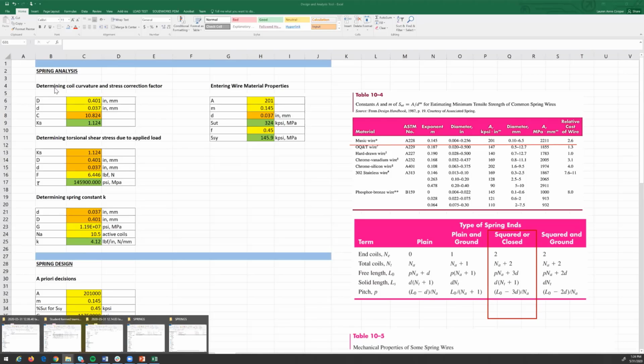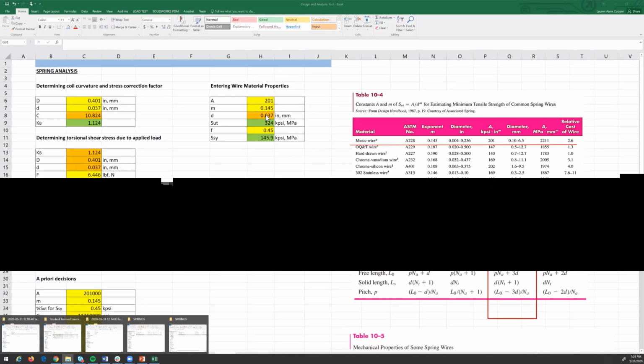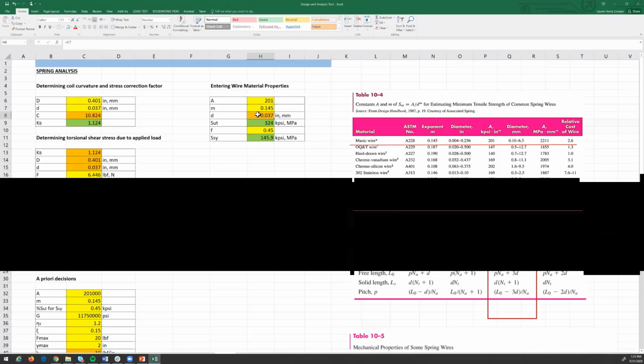So the areas I have: determining coil curvature and stress correction factor, determining torsional shear stress due to applied load, and determining spring constant K are shown on the left, and then entering wire material properties is a box on the right. So I have this for example 10.1, and I'll just step through it. So we have a helical compression spring made of number 16 music wire. For number 16 music wire, you have to go to table A28 in the appendix to get the wire diameter D. It's specified in terms of its gauge, which is number 16. So if you do that, you'd find that number 16 music wire is 0.037 inches.